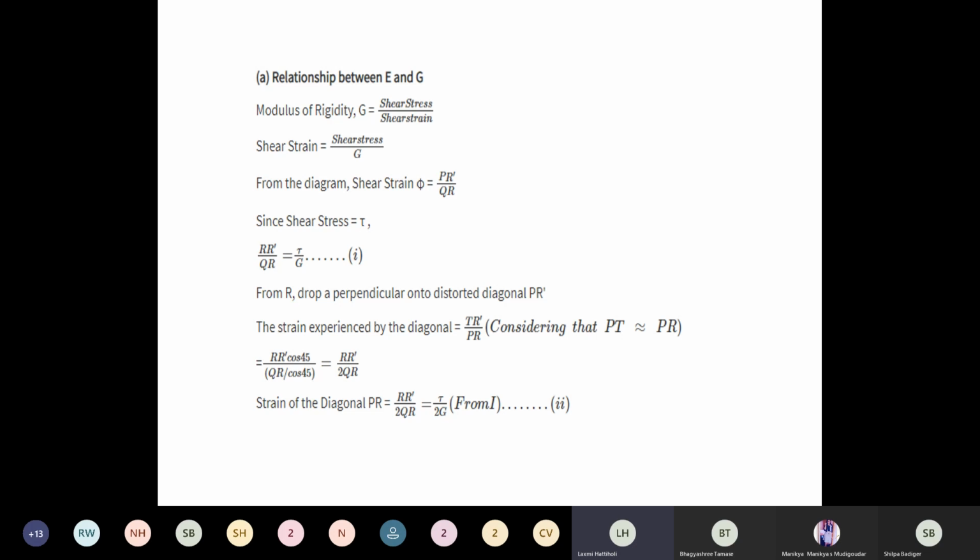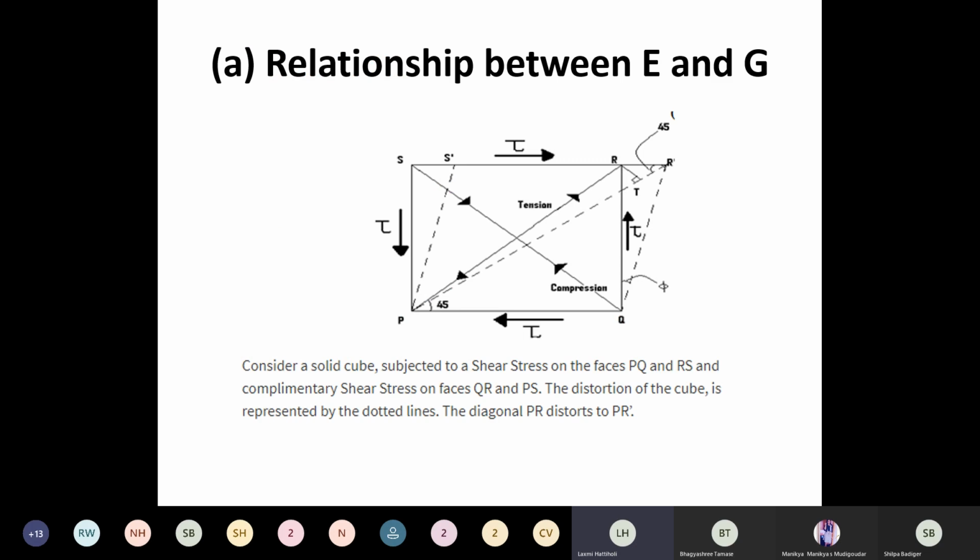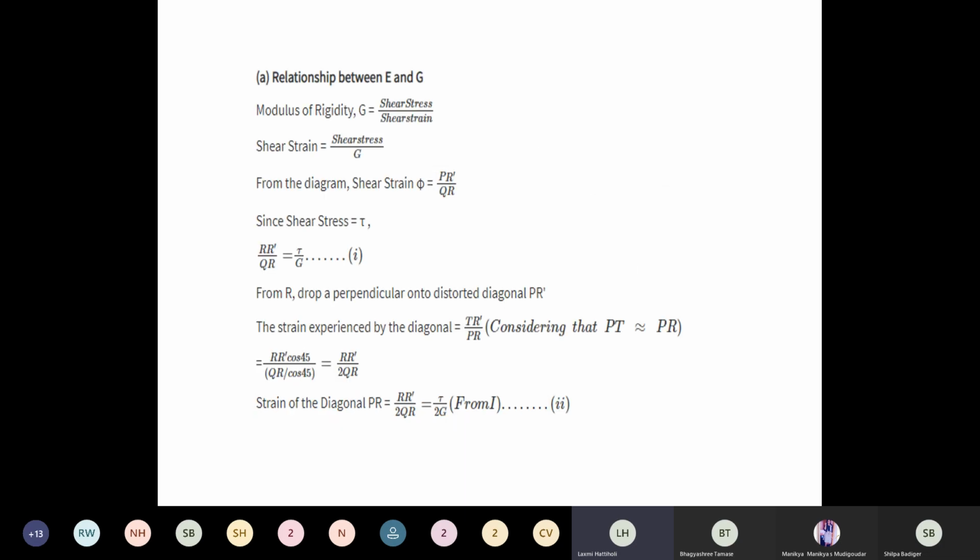Now I can say, considering that PT is nothing but PR. Observe the figure once again. I'll show you. You can see here, PT is nothing but PR. When you are dropping this perpendicular, these two lines, PT and PR, are equal. That's what I have written here. PT is equal to PR. Substitute here. Now I can write TR dash is nothing but RR dash cos 45.